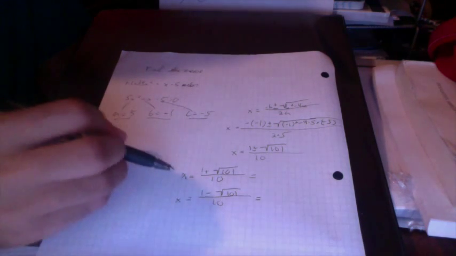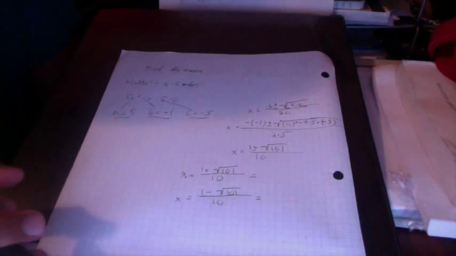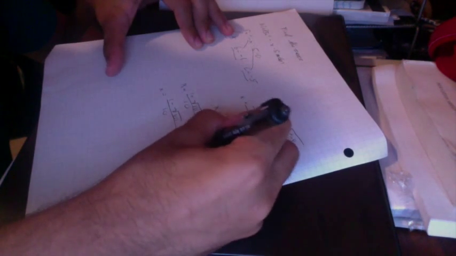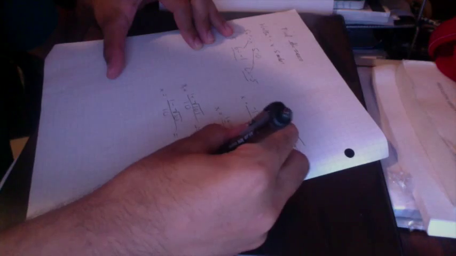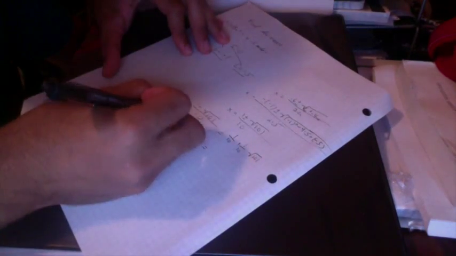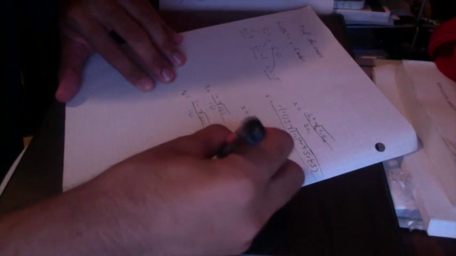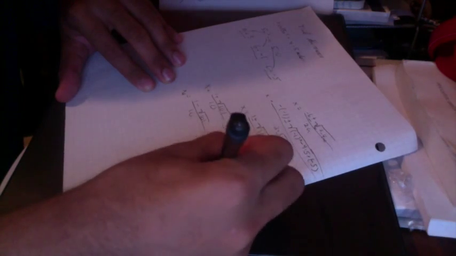First we've got x equals 1 plus the square root of 101, over 10. So what we do here is write 1 over 10 plus 1 over 10 square root of 101. That's x1 right there. For x2, we've got 1 minus the square root of 101, over 10. We do the same thing here: 1 over 10 minus 1 over 10 square root of 101. That is x2 right there.